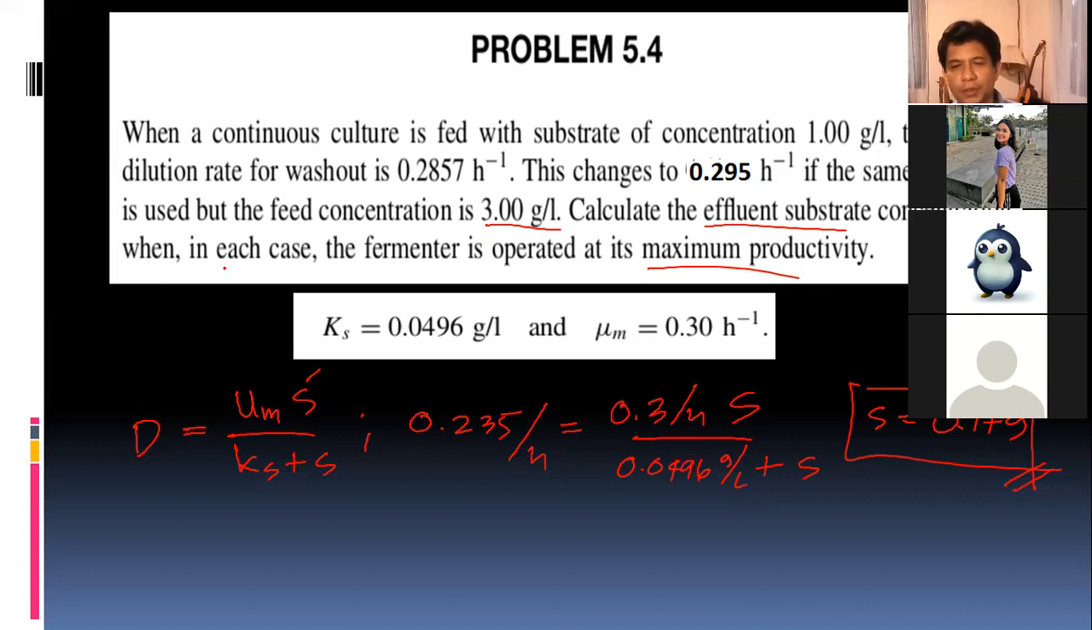The optimum equation muna. Sana nagte-take note kayo. Tapos, after calculating the optimum, compare nyo kung pasok ba. Compare nyo dito sa given na D-critical, 0.295. So, pag pasok, pag okay, you calculate the S using the dilution rate equation.